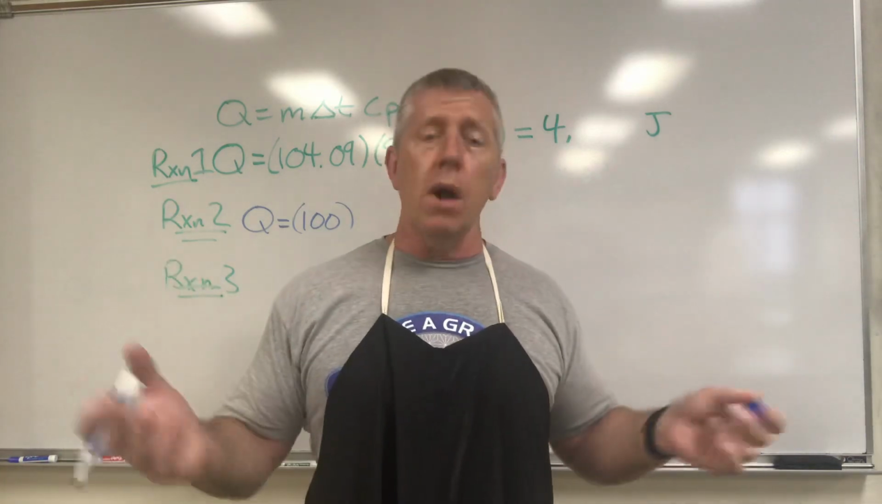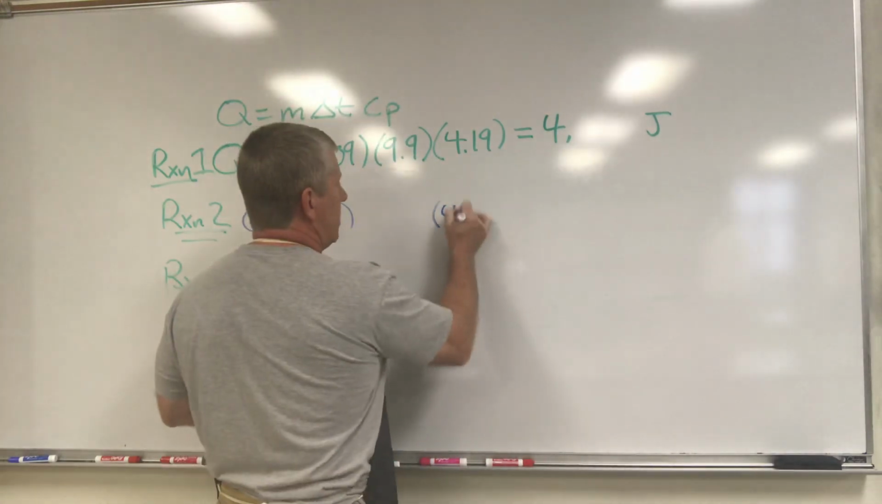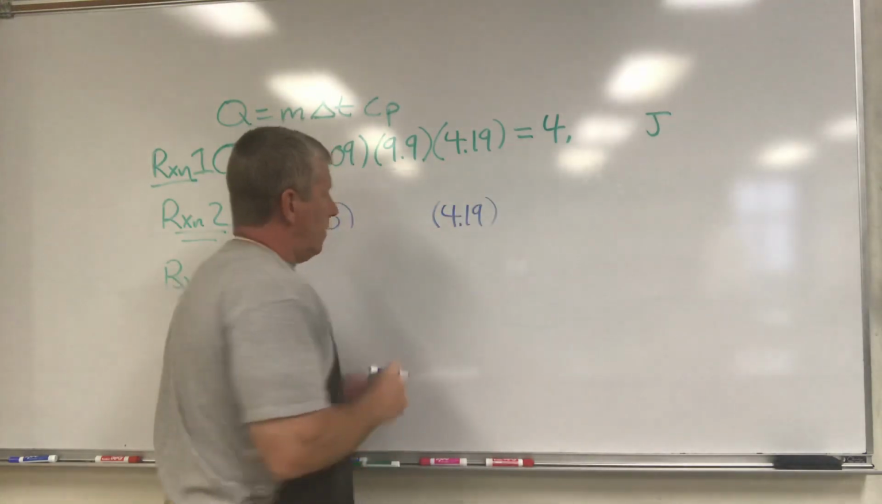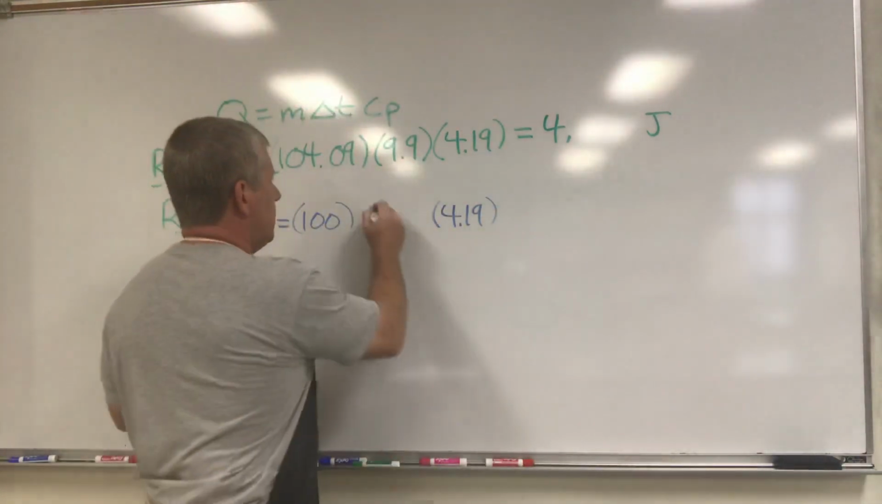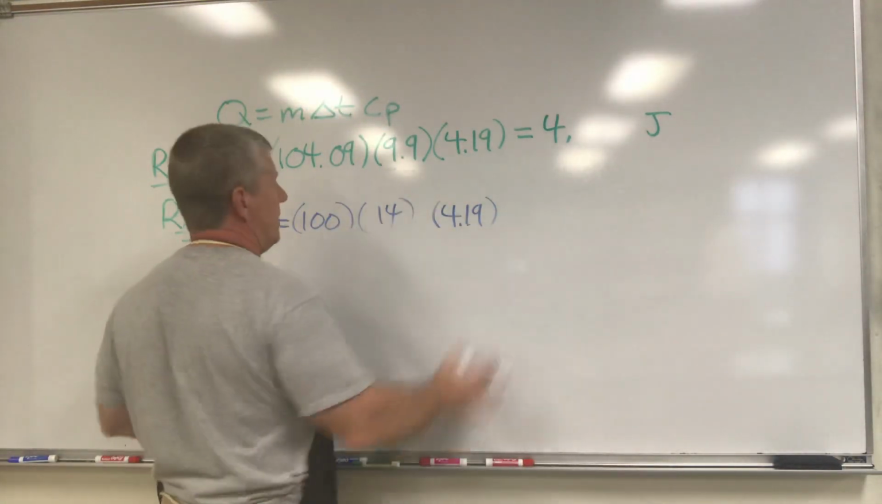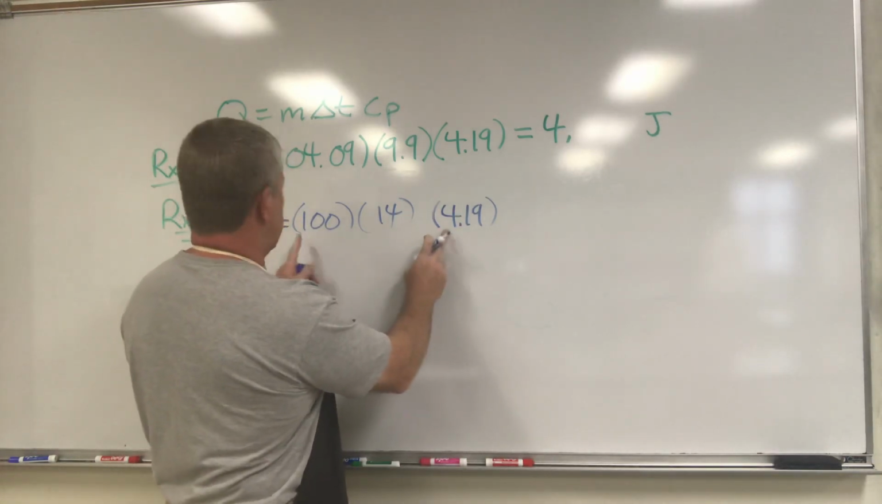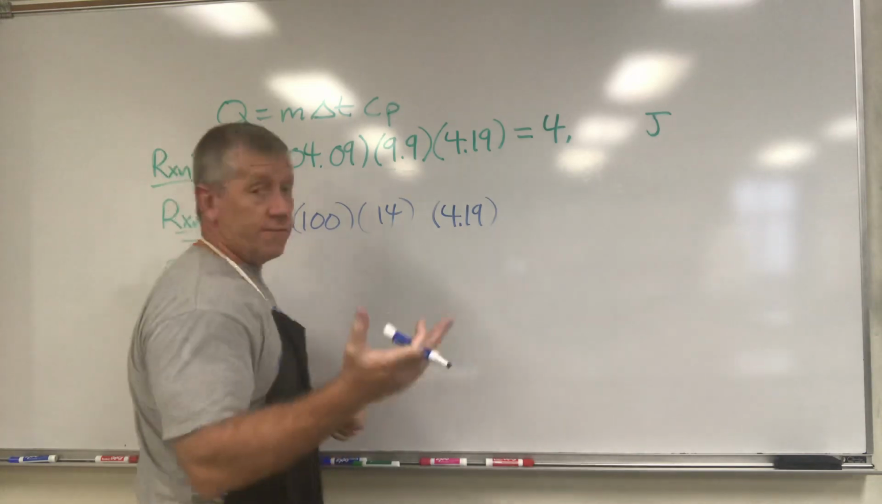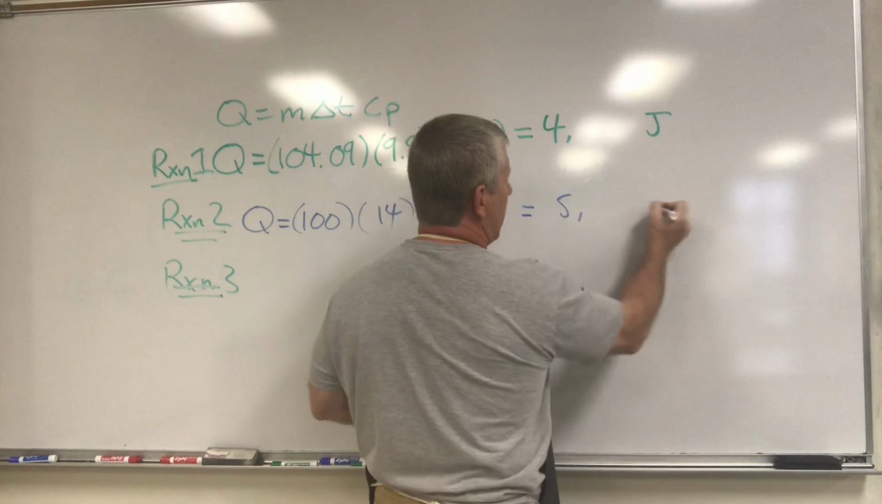It's basically water, so it's 4.19. So use 4.19 for the specific heat capacity of that solution, and you're going to put 14 in there. I'll go ahead and do this for you. I remember I did this, and you come out with like 5,000 something, because that's 400 times 14, so 5,000 something. So you'll come out with 5,000 blah, blah, blah joules.